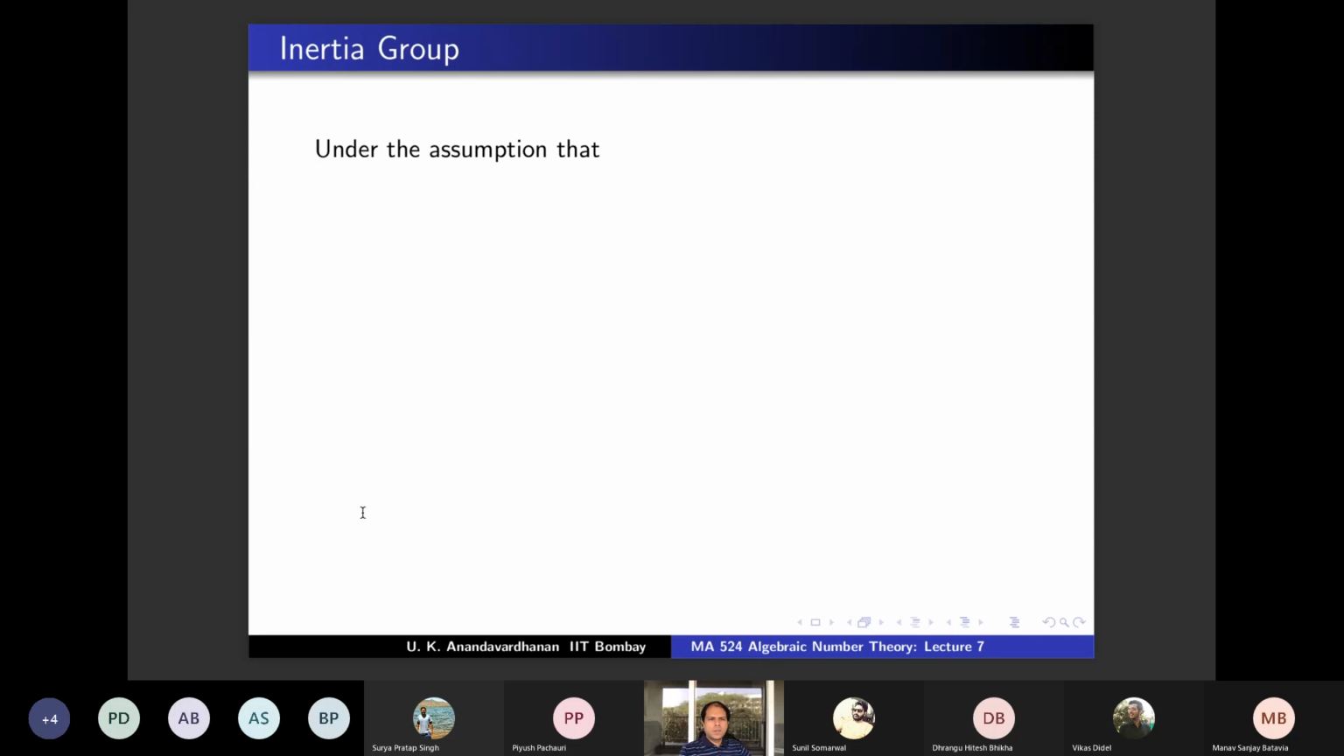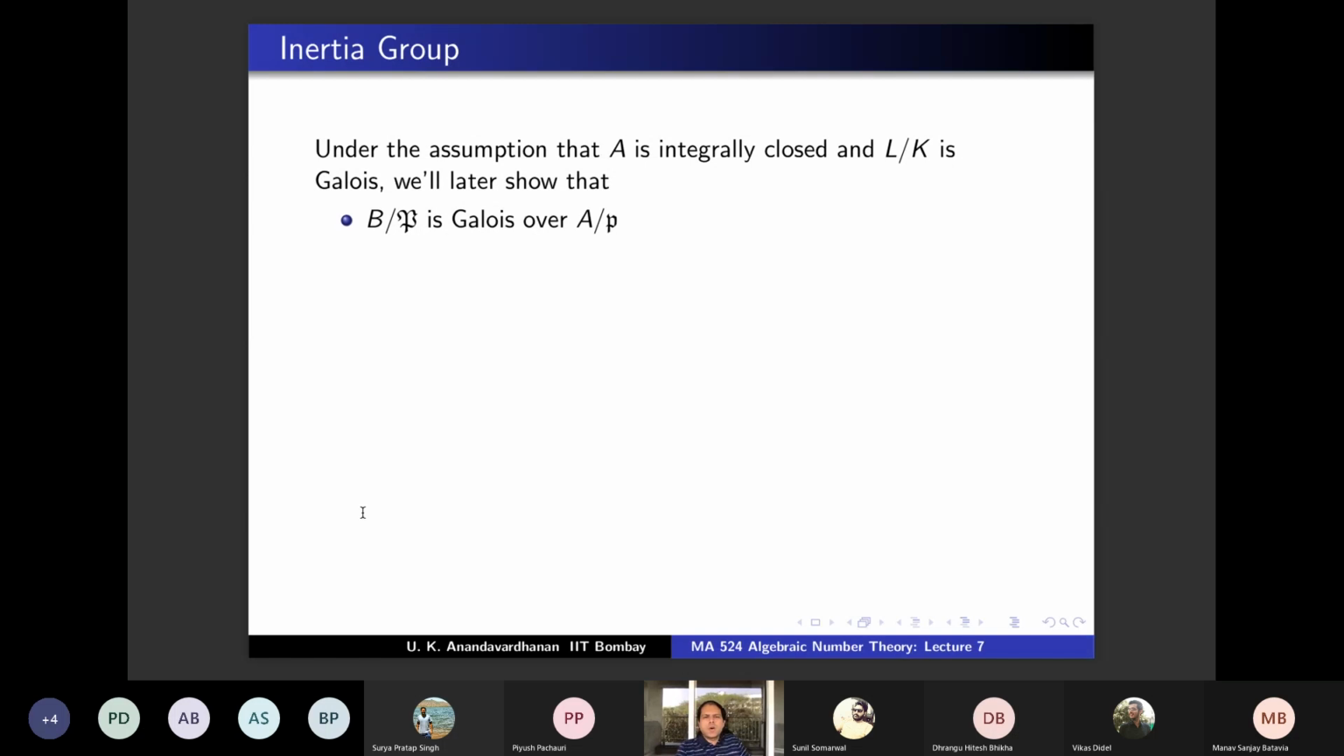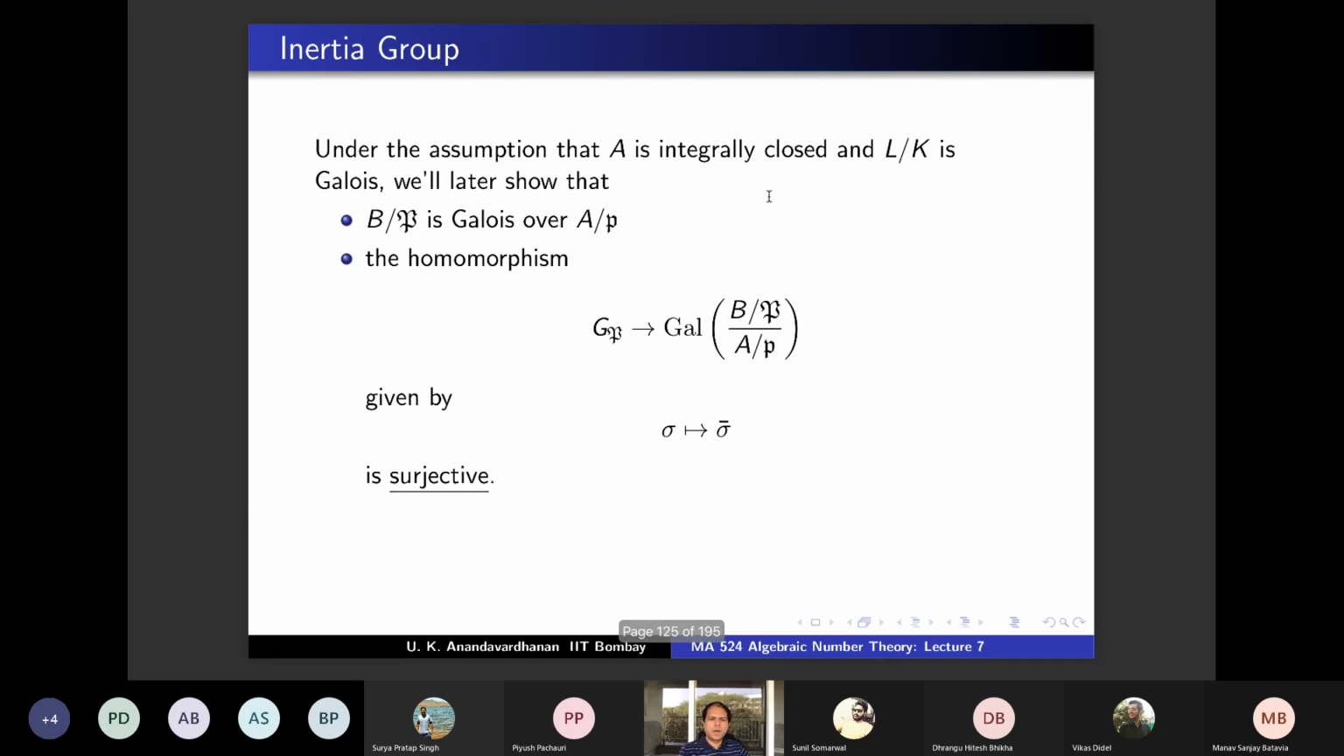And let me introduce the inertia group. Under the assumption that A is integrally closed and L over K is Galois, we will show, not today, maybe in the next lecture or the one after, I don't remember when it is coming, that B/P is Galois over A/P. So instead of the automorphism group, I can write the Galois group. So you have this homomorphism sigma goes to sigma bar, and we are going to show that this map is surjective. Whether it's surjective or not, you can take its kernel, and the kernel is what is called the inertia group of P.